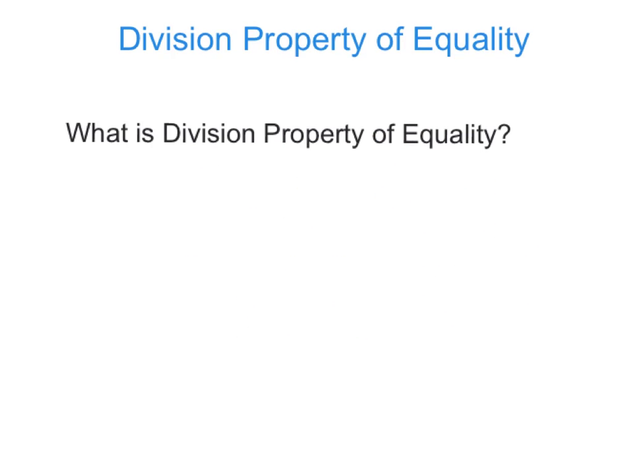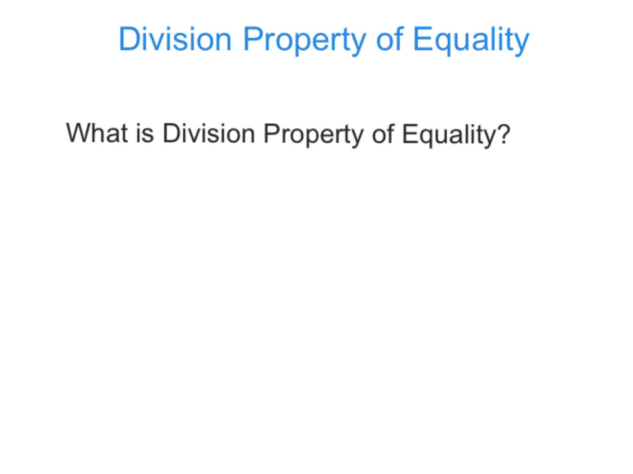Now that we've learned and worked with story problems using the subtractive property of equality, we're going to move on to the division property of equality. What is division property of equality? The division property is if you divide both sides of an equation by the same non-zero number, the sides will remain equal.